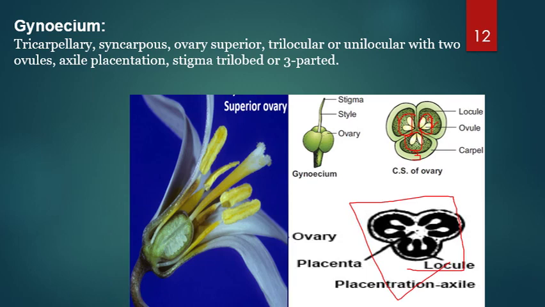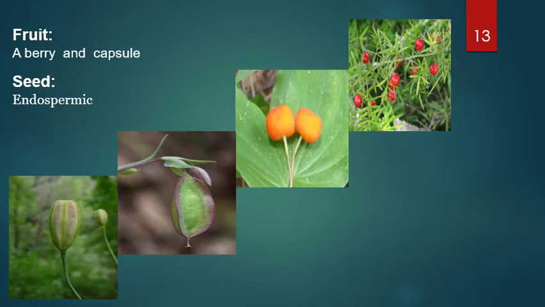Stigma in Liliaceae family consists of 3 lobes. So stigma is trilobed or 3-parted structure. The fruit may be berry or capsule. In case of capsule, the fruit derived from polycarpellary syncarpous pistil with superior ovary is called capsule, while berry is an indehiscent many-seeded fleshy fruit in which mesocarp and endocarp form pulp.